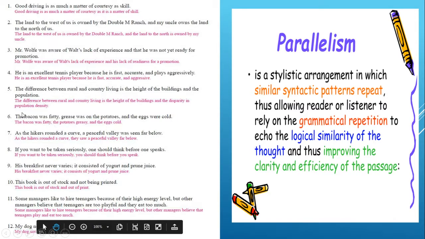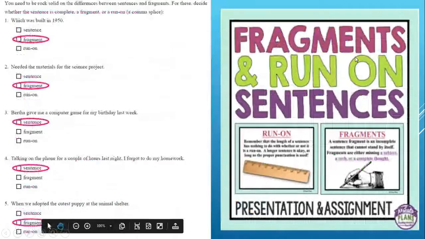The bacon was here. The bacon was fatty. Grease was on the potatoes, and the eggs were cold. So you have the last two kind of like passive. Let me see. The bacon was fatty. Okay, the potatoes greasy, and the eggs cold. Okay, so that's more balanced. That's parallelism.